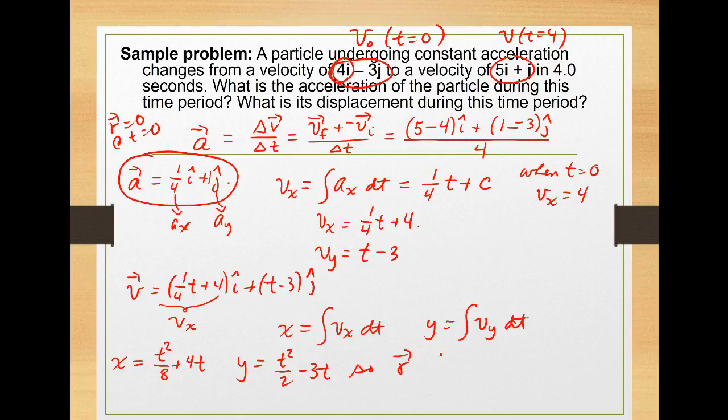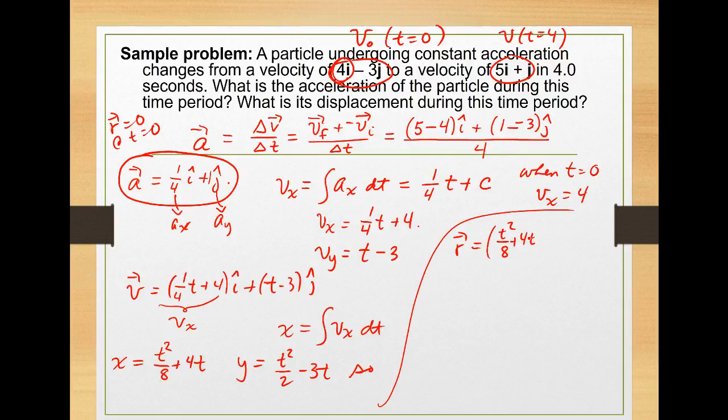Okay, so finally we have an expression for r as a function of time. Okay, so r, I'm going to erase this to get a little bit more space. Okay, so r is equal to t squared over 8 plus 4t i hat plus t squared over 2 minus 3t j hat. Okay, so if I want to find out the displacement during this time period, essentially I just need to plug in 4 for t.